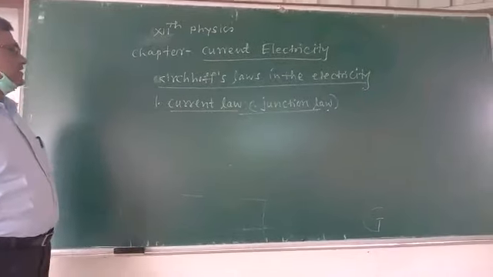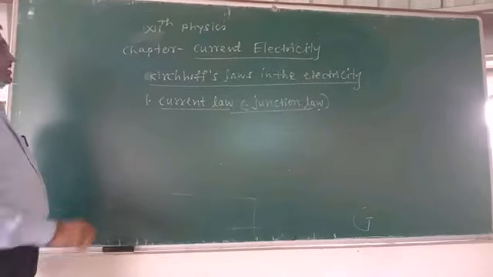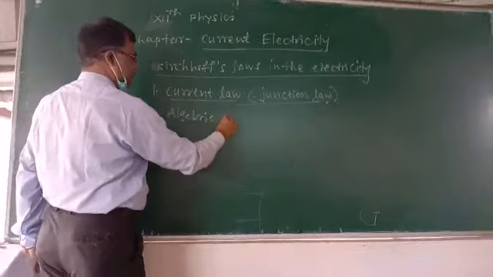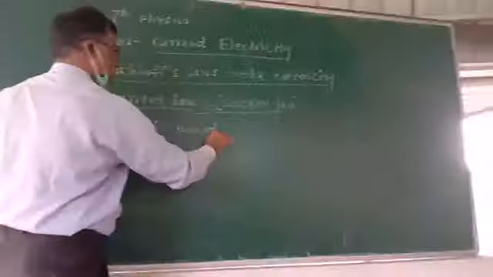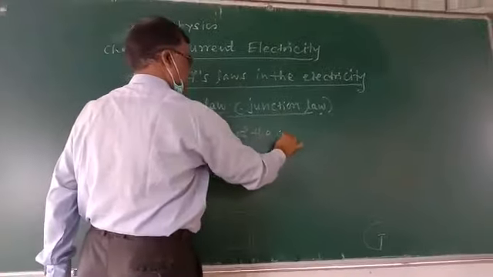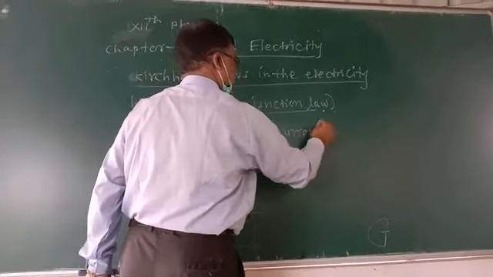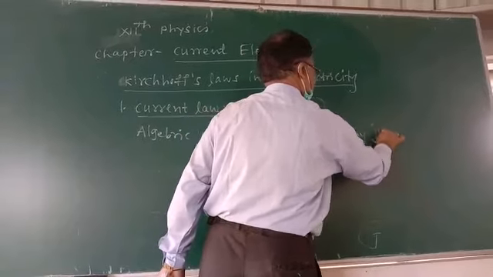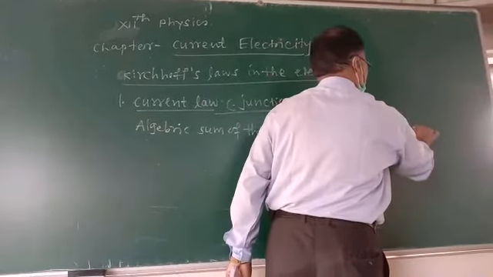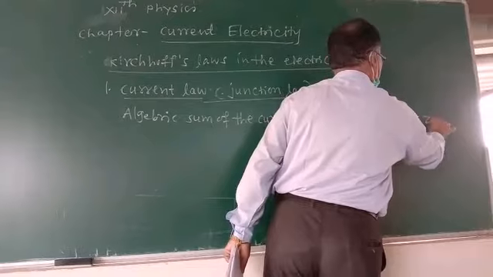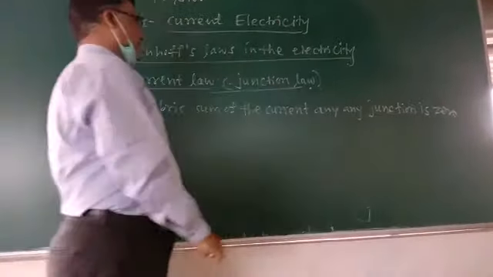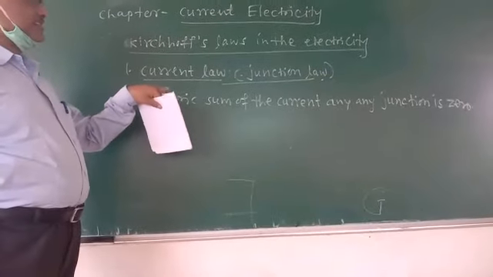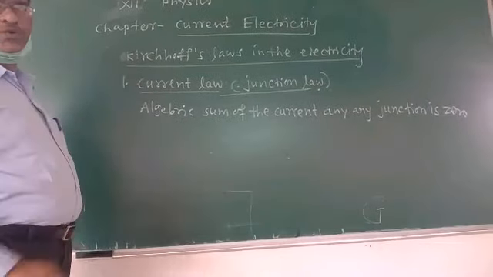The current law is: the algebraic sum of the currents at any junction is zero. That is the statement of the current law. The algebraic sum of the currents at any junction is zero.